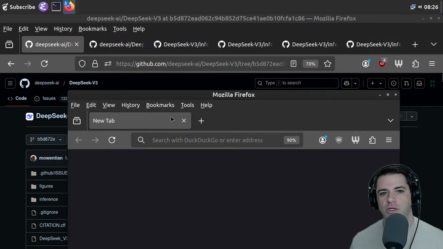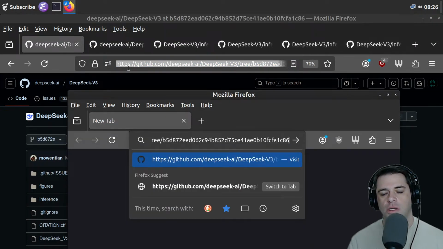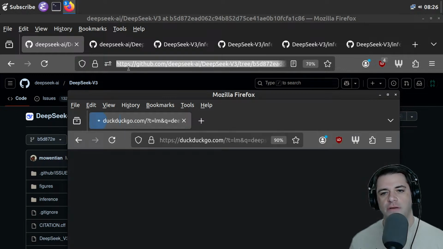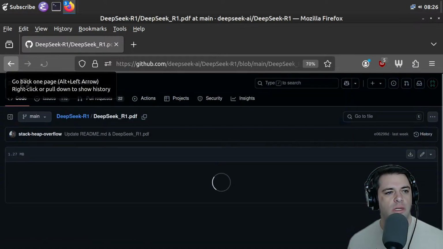So let's see if we can pull up this paper. I don't know the fastest way to get there, but we can try this. I'll just search Deepseek R1 PDF. I don't think I have it bookmarked on this browser. This seems to be the PDF.